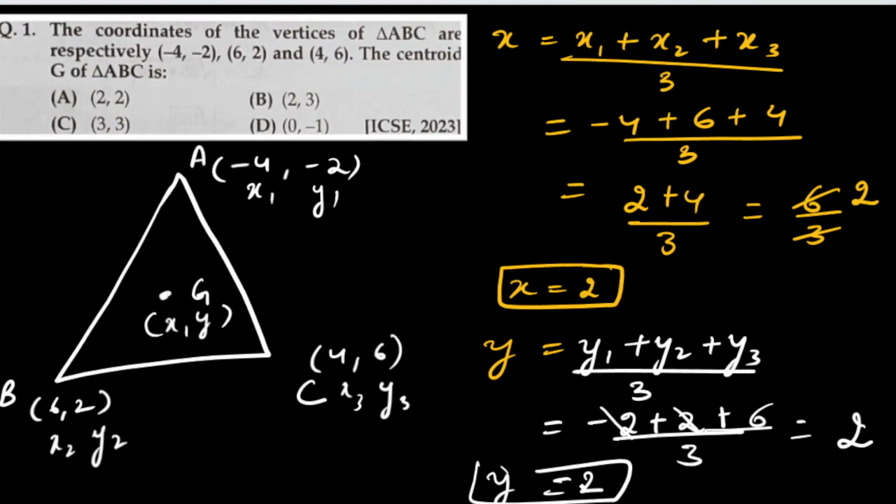So which option is the answer? Option A is the answer. 2 comma 2. Always write the option as well as the answer. So option A is the answer of this one. Let's do the next question.